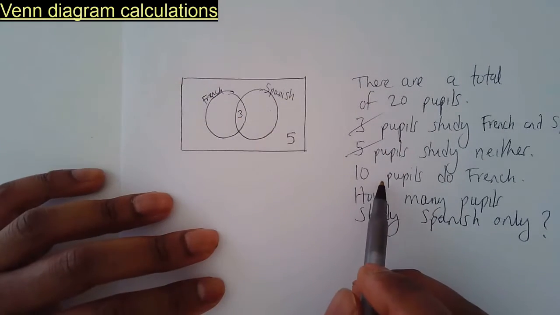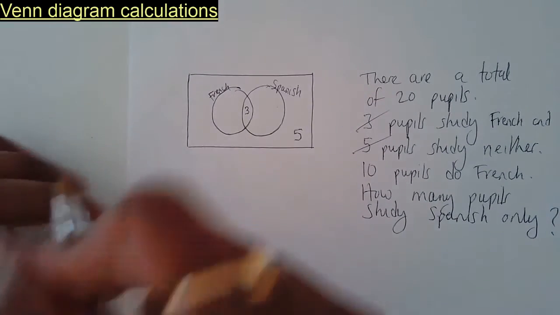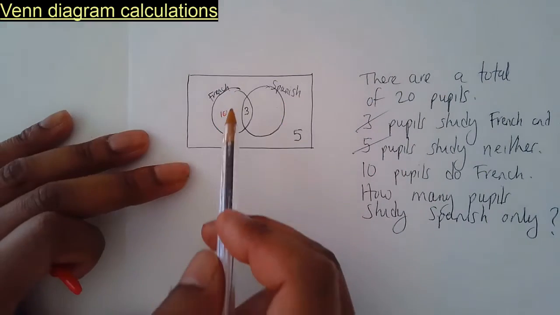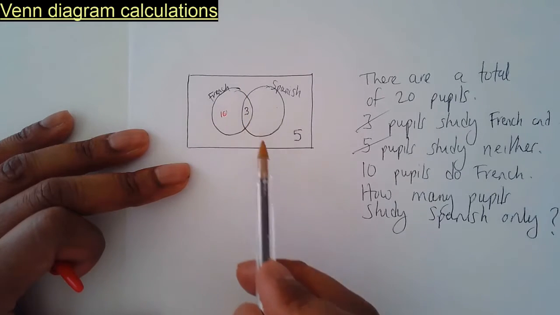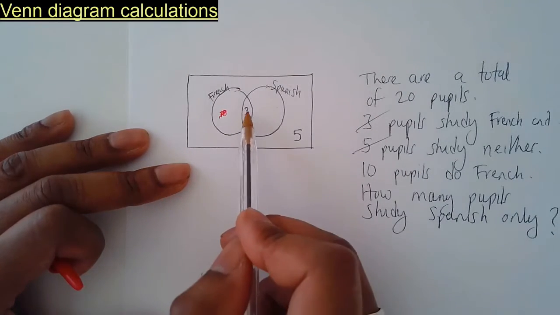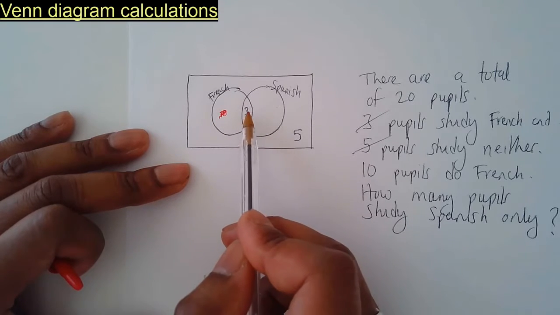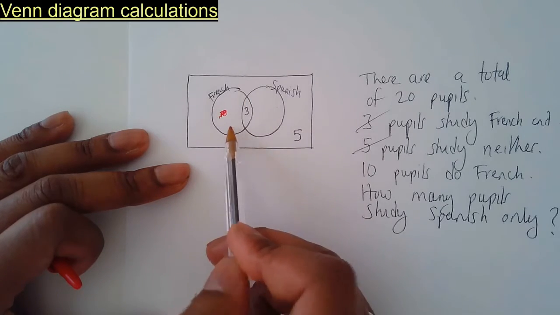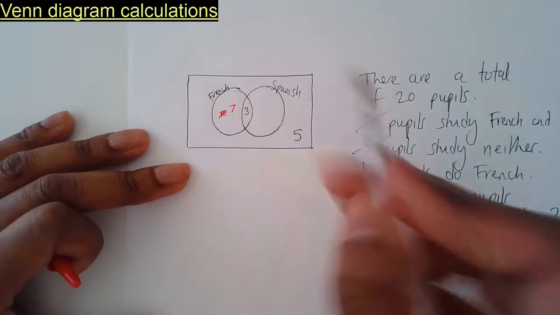10 pupils study French. Now it would be a mistake to put 10 here. Why? Because now if you look at the French circle, that's 10 and 3 makes 13. I don't have 13 pupils that do French. Already got 3 people in the French circle. I know this overlaps. These students also study Spanish, but those 3 pupils study French, so I need 7 more. 7 and 3 makes 10. 10 pupils study French.